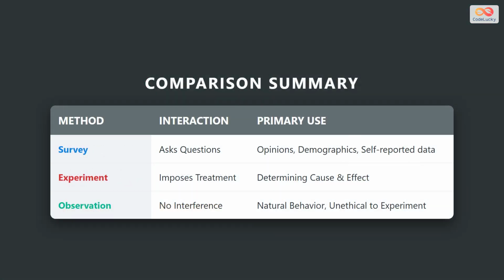So, how do they compare? Use a survey when you need opinions or demographics and want to ask questions directly. Use an experiment when you need to prove that one thing causes another. Use observation when you want to see natural behavior or when it would be unethical to interfere.